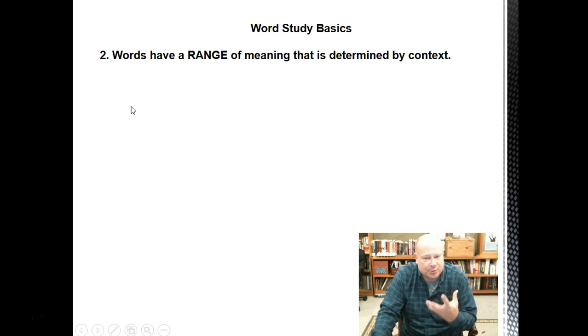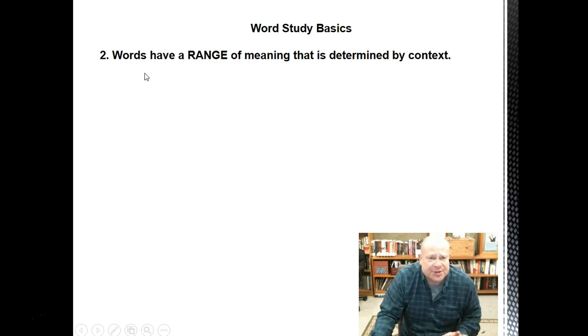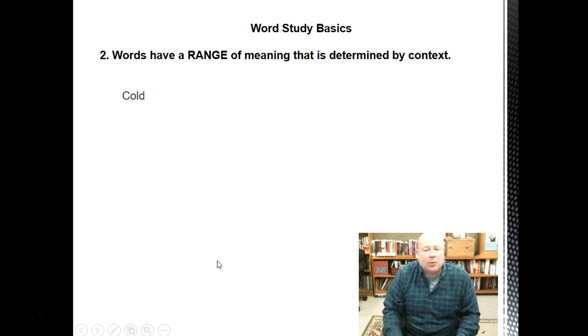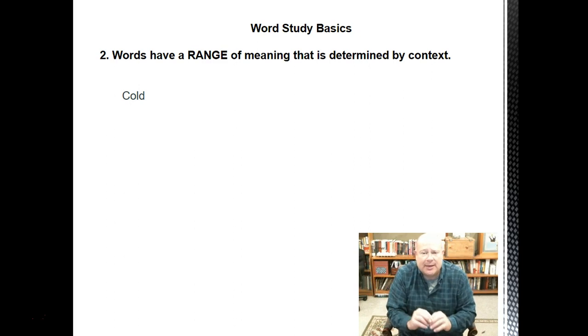Two, here's what I want you to understand. Words have a range of meaning that's determined by context. So, just like in English, for example, the word cold, if you look up the word cold, it's going to have a general meaning about temperature. But the word can be used in different contexts. For example, boy, it's cold outside. That must mean that the air is below a certain temperature.